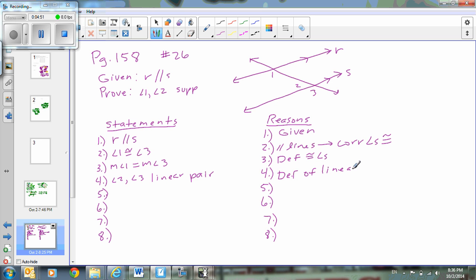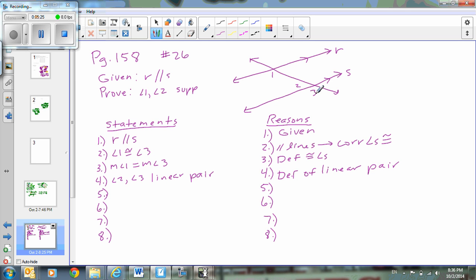At this point, I'm just going to give you some hints because I think you can finish this on your own. Remember the linear pair theorem that we proved? The linear pair theorem says if two angles form a linear pair, then they are supplementary. So the next step, in step 5, you're going to say that angles 2 and 3 are supplementary. Back that up with the linear pair theorem. If they are supplementary, then we can say their measures add up to 180 because of the definition of supplementary angles.